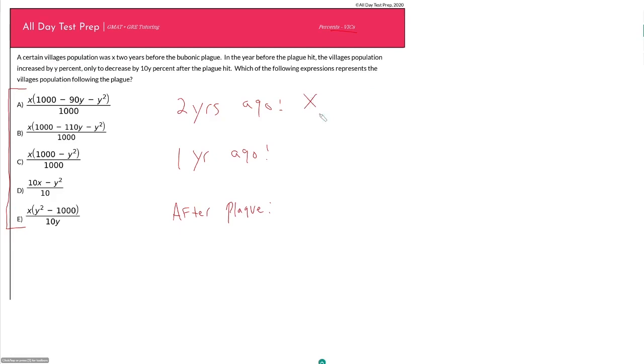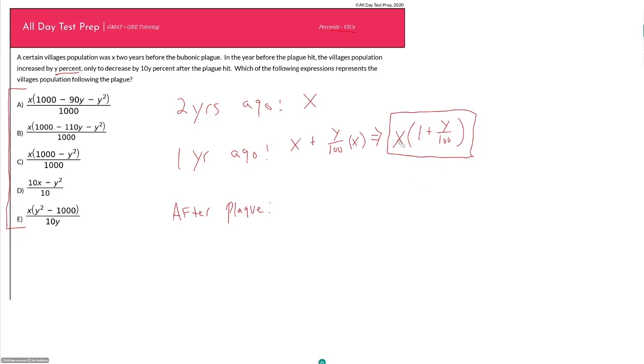That's just X. And then in the year before the plague, our village was doing well and the population increased by Y%. So that means we had a population of X, and then to that, we added Y%, or Y over 100 of X. If we want, we can factor out an X here. We get X times 1 plus Y over 100. So if Y were 20, if it increased by 20%, it would be 1.2x. Or if it increased by 50%, we'd have 1.5x. I like this format here because it looks more like how I'm used to thinking about it.